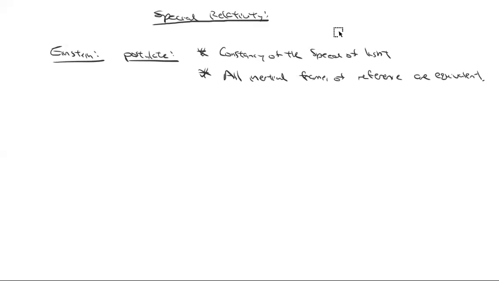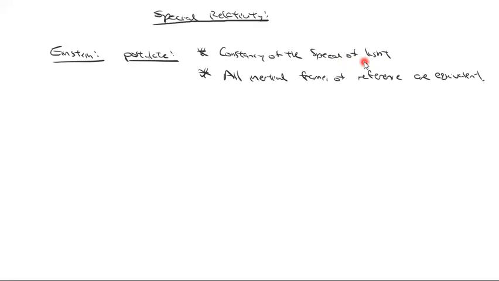Now, I can prove mathematically the things that follow from this, but let me just be clear, because I think some students don't understand this part. When we say the speed of light is constant, we don't mean that it's just, okay, the speed of light is 3 times 10 to the 8, and it's just a number.